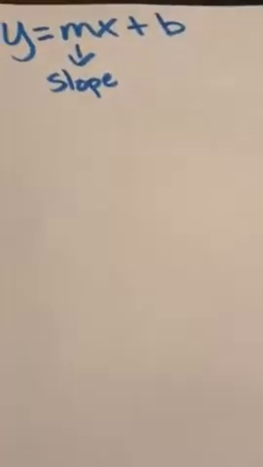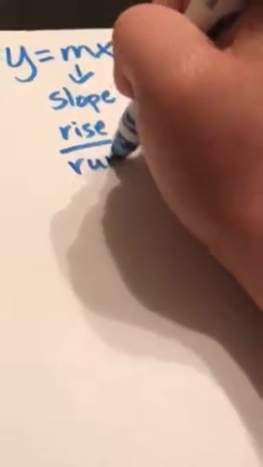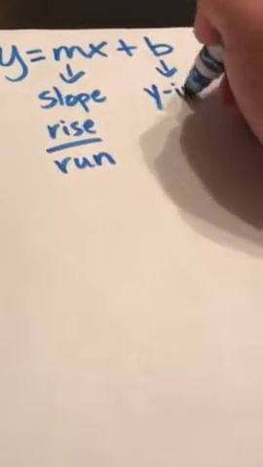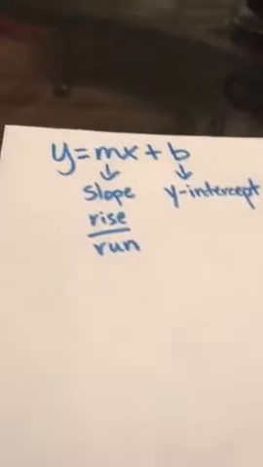What do these letters represent? Well, the two things that we need to focus on today, m stands for the slope. Slope is always rise over run, and I'm going to show you in just a second what that is. And b represents the y-intercept, and I will show you what the y-intercept is.